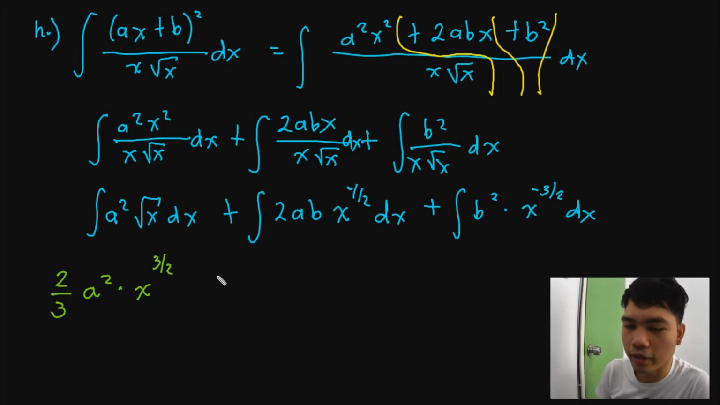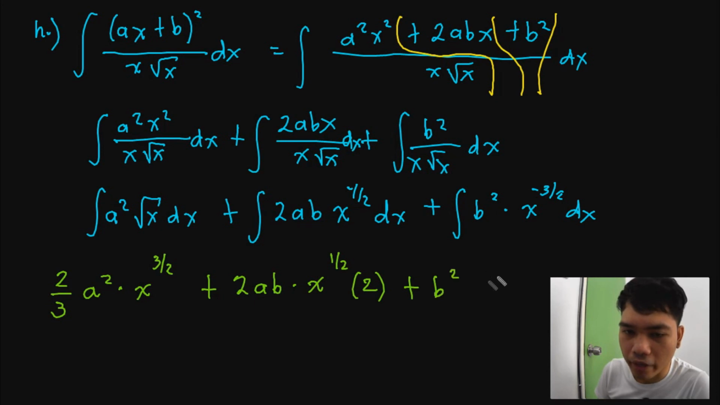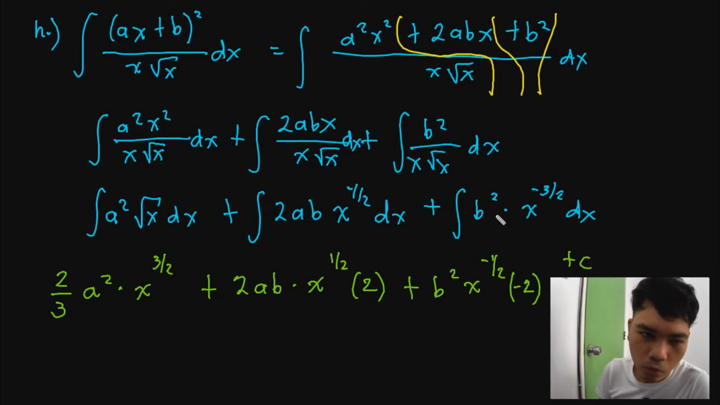Okay, so this is its first term. Second term would be 2ab. Always just copy the constant. And then, x raised to negative 1 half plus 1 would be positive 1 half. And then, of course, this is multiplied by 2. Okay. And then, plus, the last term would be b squared and then x. Now, this one, if you add 1 here, we know this is negative 3 halves, so in this case, it still has negative 1 half. And then if you divide this by negative 1 half, this is multiplied by negative 2. Of course, plus c.